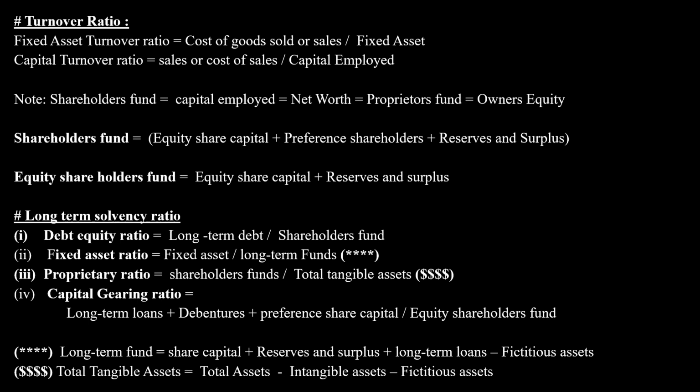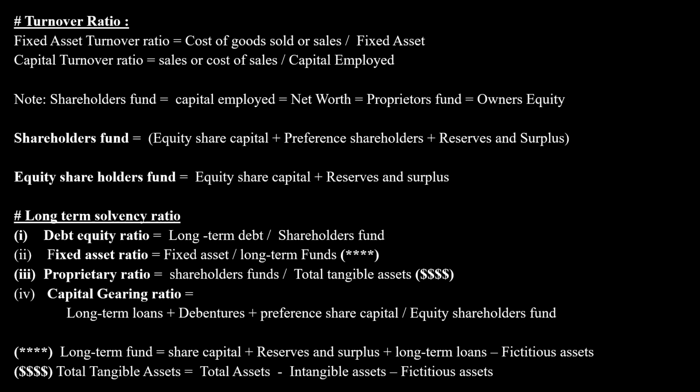Then fixed asset ratio. It is not fixed asset turnover ratio, it is fixed asset ratio. The formula for that is fixed asset by long-term fund. Long-term fund is nothing but share capital plus reserves and surplus plus long-term loan minus fictitious asset. So that is what is called long-term fund. Then proprietary ratio: shareholders fund divided by total tangible assets. So that is what is called proprietary ratio.